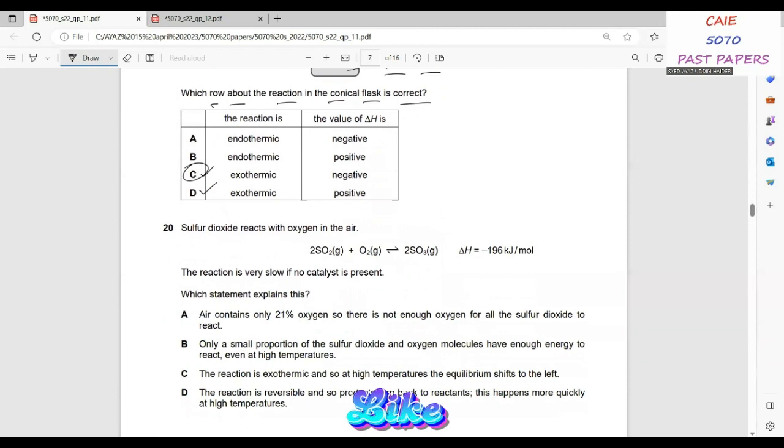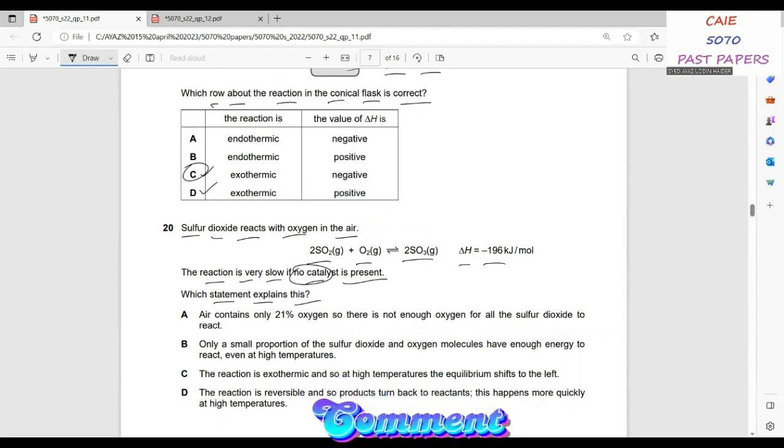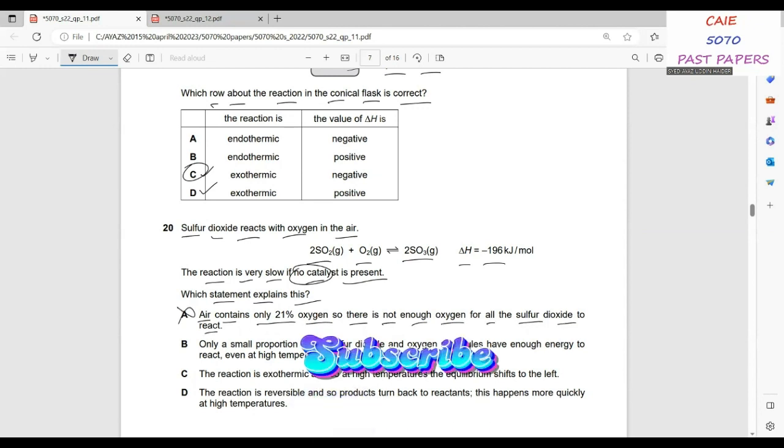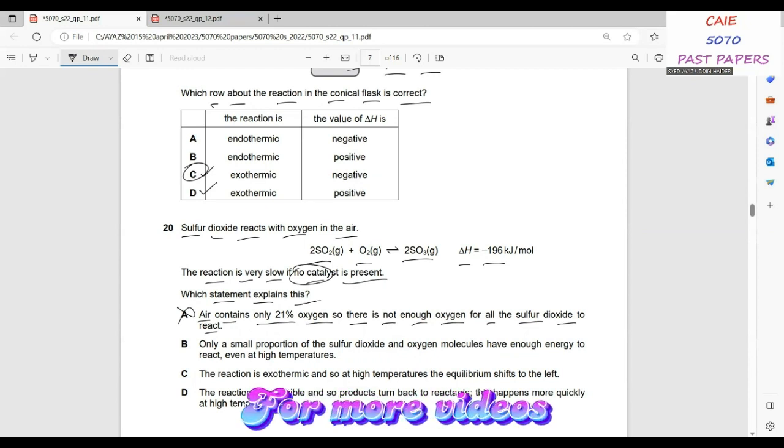Number 20. Sulfur dioxide reacts with oxygen in the air. 2SO2 plus O2 gives 2SO3. Delta H is negative. The reaction is very slow if no catalyst is present. Which statement explains this? So we are talking about the presence or absence of catalyst for this reaction. A, air contains only 21% oxygen, so there is not enough oxygen for all the sulfur dioxide to react. This is wrong. It has nothing to do with the presence of oxygen here, because the information does not suggest this.